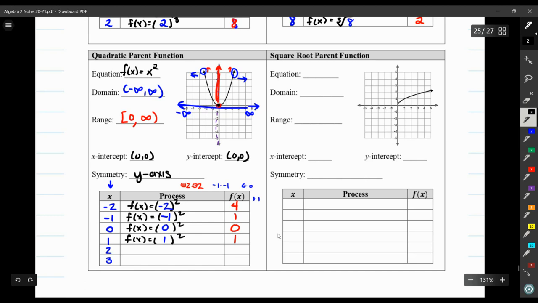So let's continue. So now we're going to do f of x equals 2 squared. Well, 2 squared means 2 times 2. So that'll give us a 4. And then we have the last one, f of x equals 3 squared, which will give us 3 times 3, which makes 9. And also, let's look at symmetry.